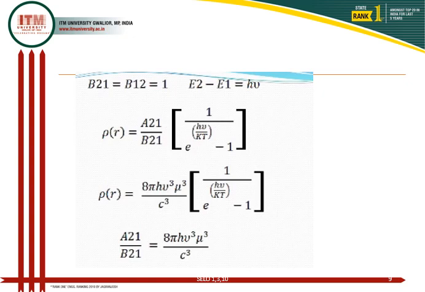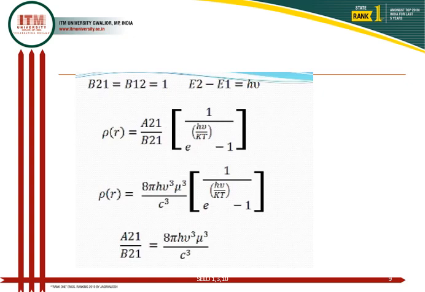If we use this as 1 and the difference between the two levels is h nu, then the equation may be reduced to like this: rho R is equal to A21 over B21 1 upon e to the power h nu over kT minus 1. We know from the radiation formula that rho R can be written as 8 pi h nu cube mu cube upon c cube 1 upon e to the power h nu over kT minus 1.